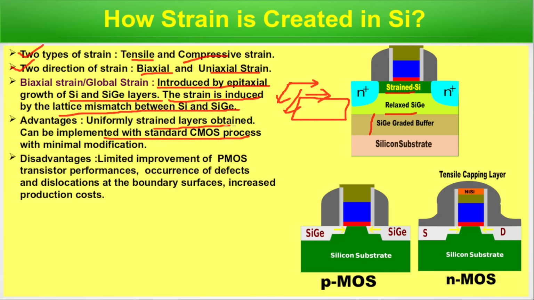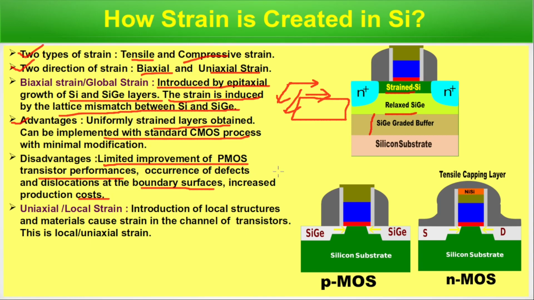When a new process can be incorporated in the standard existing process with some modifications, we always try to follow that because of expense. Now disadvantages are also there. What are those? Limited improvement of PMOS transistor performance. Actually this process basically improves mobility or performance in NMOS devices. In PMOS it's not very significant. Occurrence of defects and dislocations at boundary surfaces increases production cost. Introduction of a new material altogether, silicon germanium, increases cost.